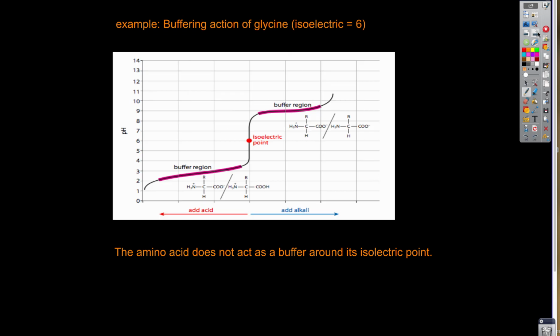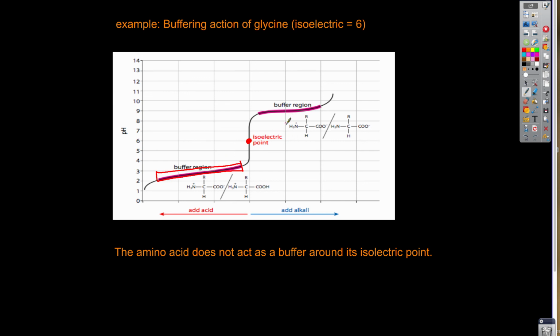If you look at glycine, for example, the isoelectric point of glycine is at a pH of 6. At this point, it doesn't behave as a buffer. It's just amphoteric, or a zwitterion. When you add a small quantity of acid to it, then you create a region that is a buffer. Now you have both an acid and a base in it.